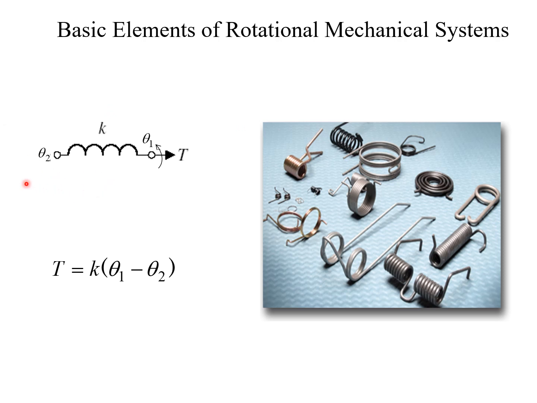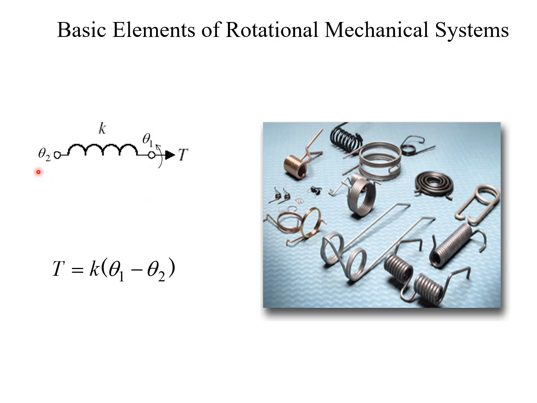The first basic element shown here is a spring. The spring coefficient is denoted by K, and the type of displacement experienced by the elements connected in a rotational mechanical system is angular displacement. In a translational mechanical system, the displacement is linear, and we represent that using x as a variable. Here, since the displacement is angular, we represent it with the symbol theta.